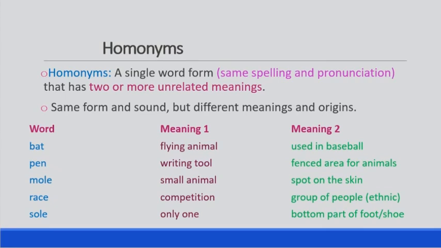You can see the rest of the examples: pen, mole, race, and sole. Pen, a writing tool, is the first meaning, and the second meaning is a fenced area for animals. Mole, a small animal, and a spot on the skin. Race, competitions or a group of people. And sole, only one, or the bottom part of a foot.